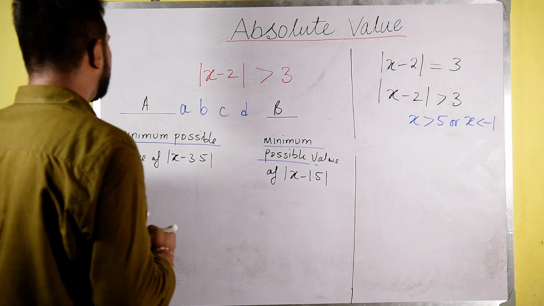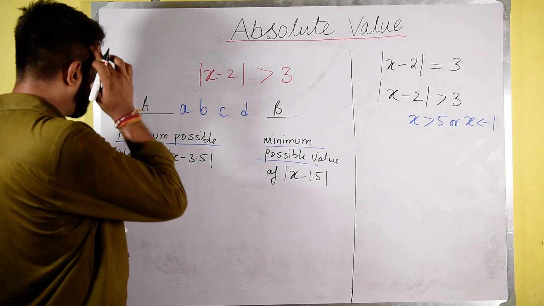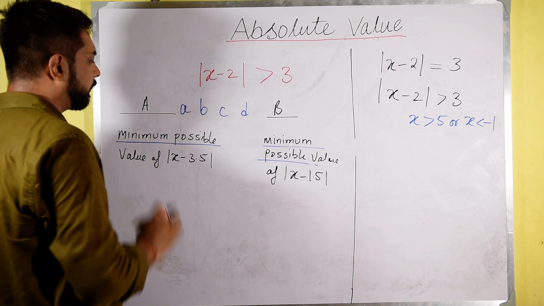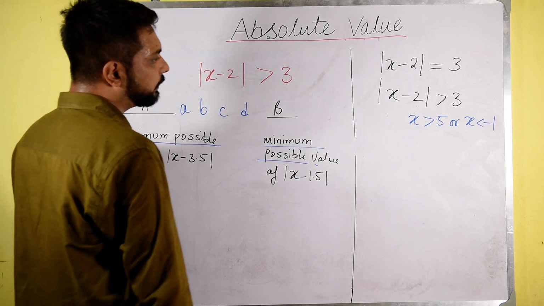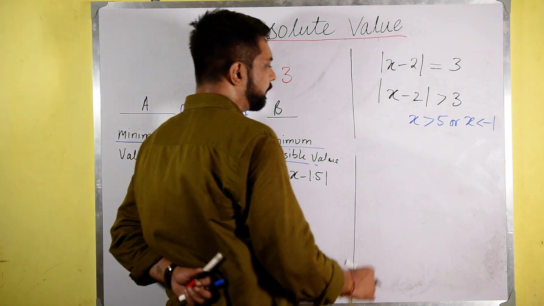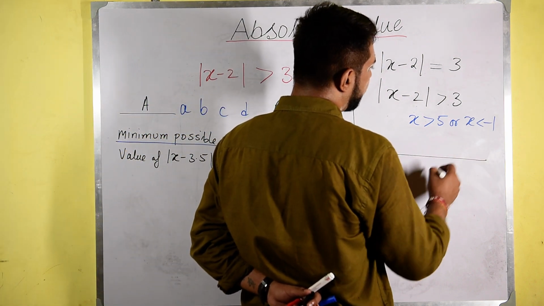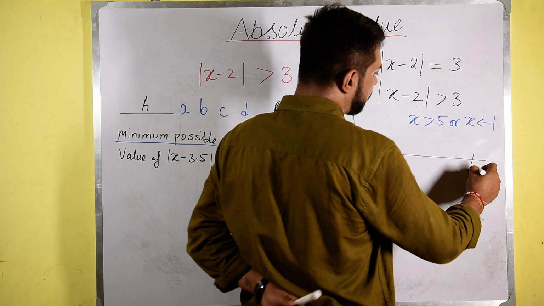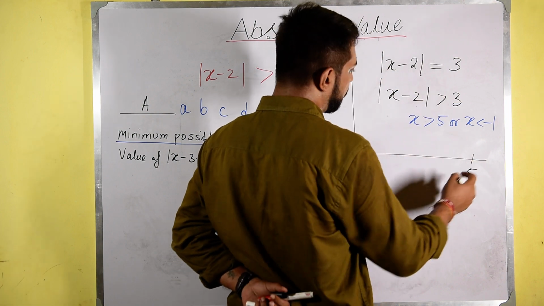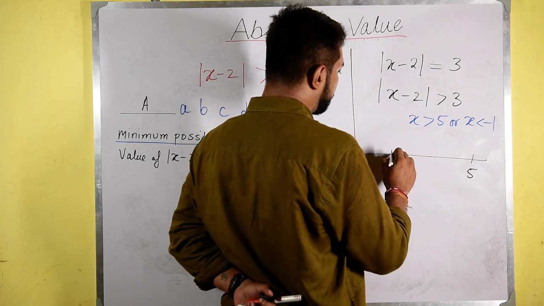Okay. Now guys, they are asking what is the minimum possible value of |x - 3.5|. So guys, what is |x - 3.5| representing? Please try to understand. Let me draw the number line quickly. From the given condition, the value will be greater than 5 or less than -1.